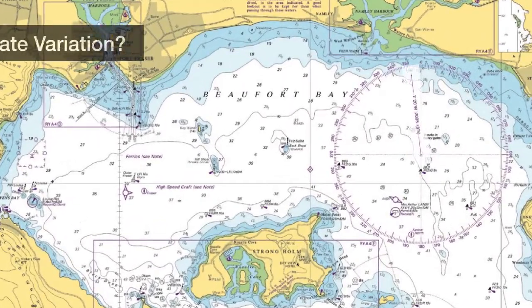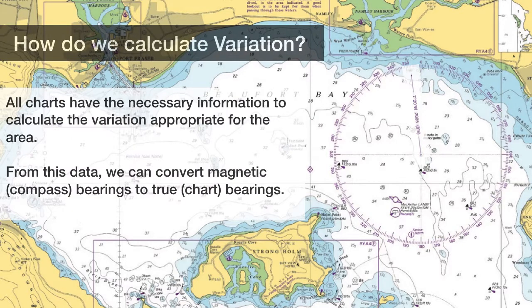So, how do we calculate variation? All charts have the information needed to calculate the appropriate variation for the area. From this, we can convert magnetic compass bearings to true chart bearings and vice versa.